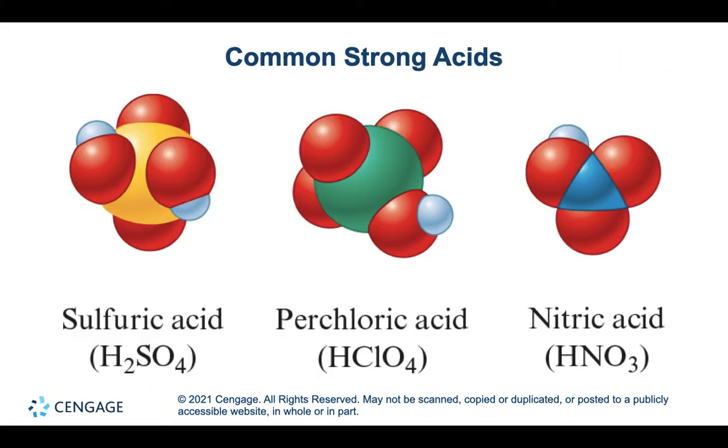These would be molecule pictures of some strong acids: sulfuric, perchloric, nitric. Those were on our list of strong acids. Notice that the hydrogens, the little blue things, are attached to the red oxygens. So in these acids, the OH polar bond is the one that is going to be broken to make H+.